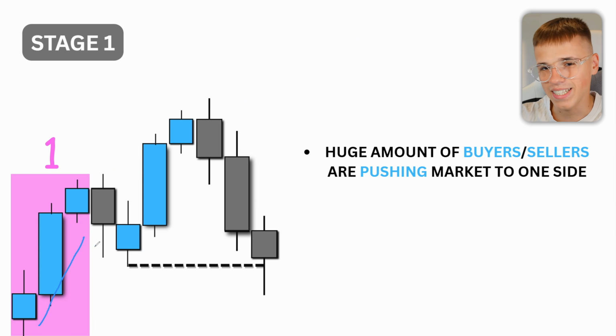So what is that instantly telling us? We want to see some kind of movements to the upside, and basically we know that the market is bullish, so we can go to stage number 2.